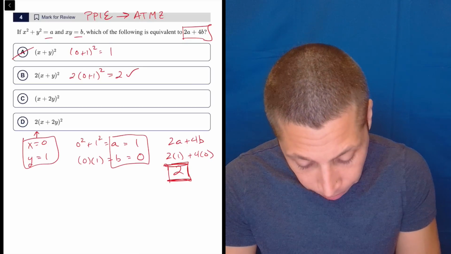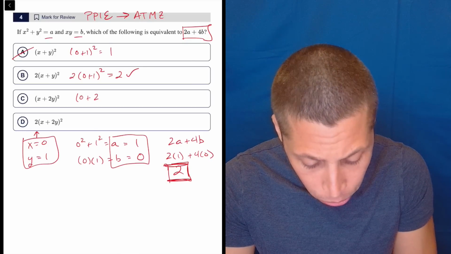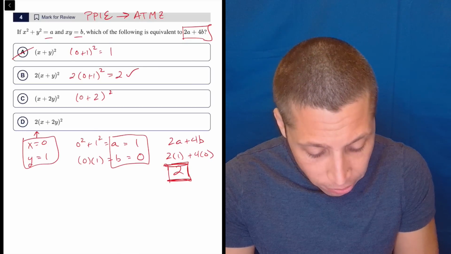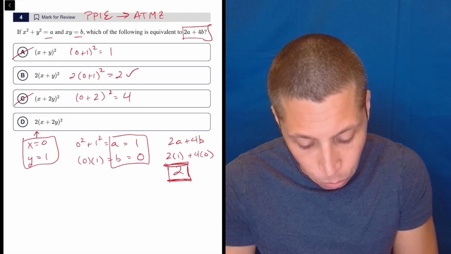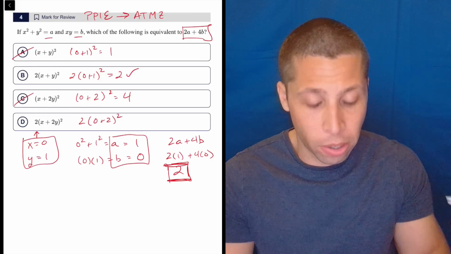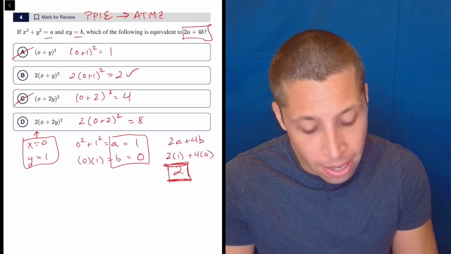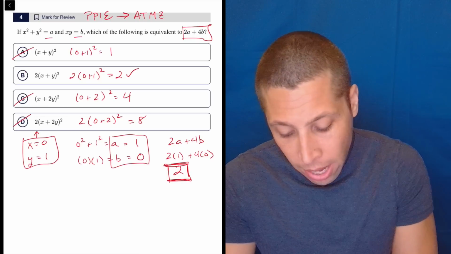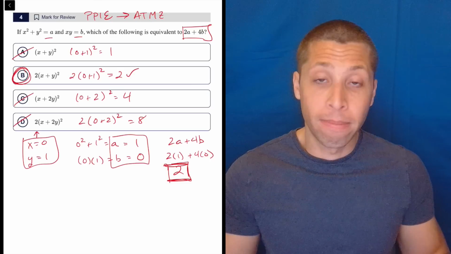Let's make sure. Here we have 0 plus 2 times 1, which is 2, and that's squared. So 2 squared is 4. That doesn't work. And this is 2 times 0 plus 2 squared. 2 squared is 4 times 2 is 8. So that also does not work. So that leaves us with B, and that is the answer.